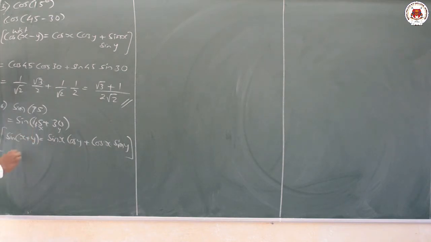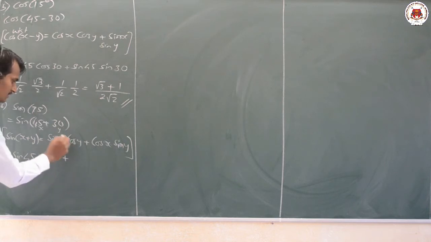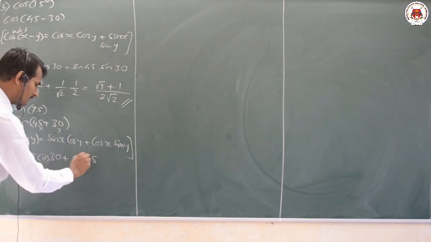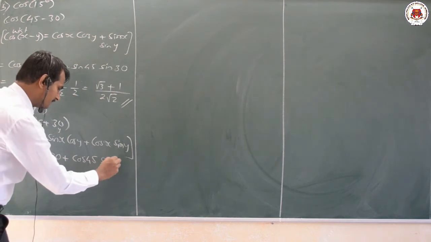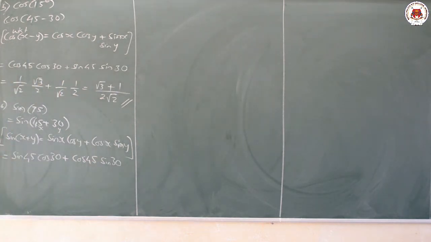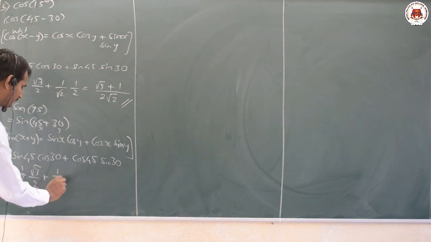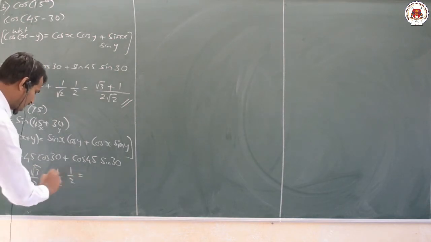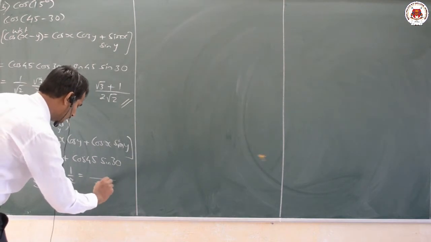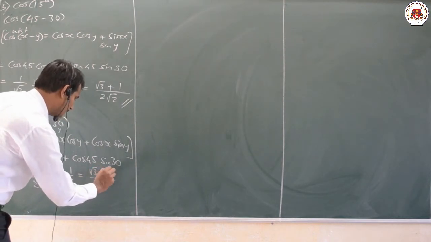Now what is sin x here according to the formula? That is sine of 45. Next, we have cos 30, plus cos 45 and then sine 30, by making use of the sine of x plus y formula. Now it is 1 by root 2, then cos 30 means root 3 by 2, plus 1 by root 2 and then 1 by 2. So the LCM is 2 root 2 and the answer is root 3 plus 1.